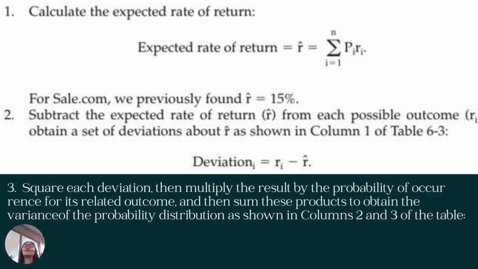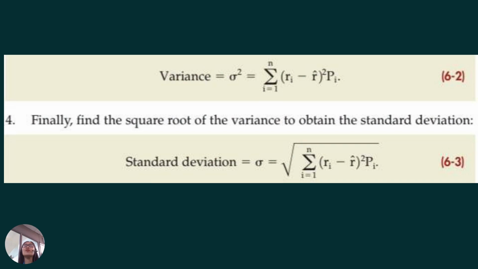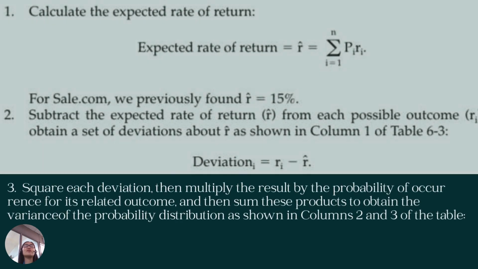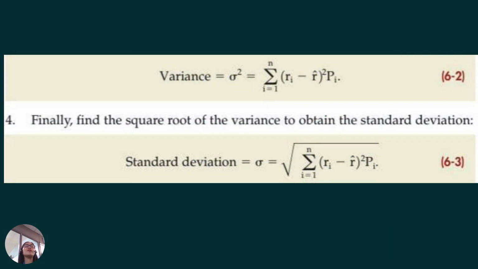So to calculate the standard deviation, we proceed as shown in Table 6-3, following these steps. Finally, find the square root of the variance to obtain the standard deviation. So this is the formula on how to get the standard deviation.